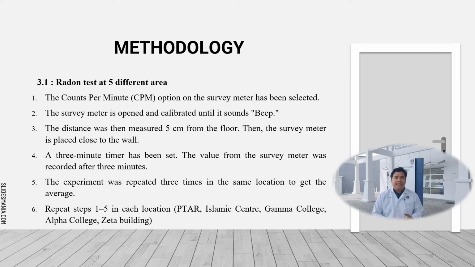A 3-minute timer has been set. The value for the survey meter was recorded after 3 minutes. The experiment was repeated 3 times in the same location to get the average. Repeat steps 1 to 5 in each location: Pita, Islamic Center, Gamma College, Alpha College and Zeta buildings.